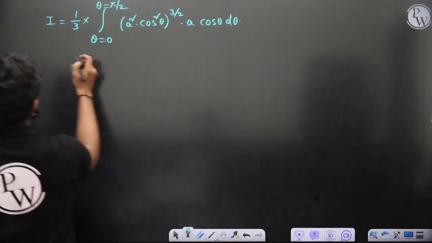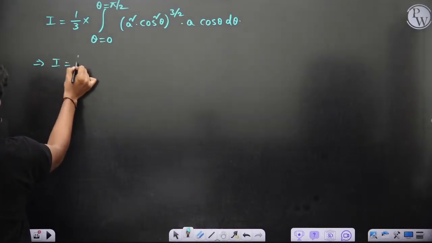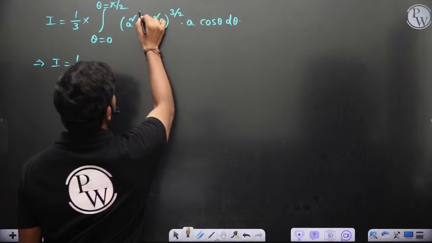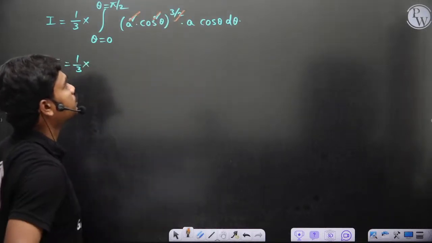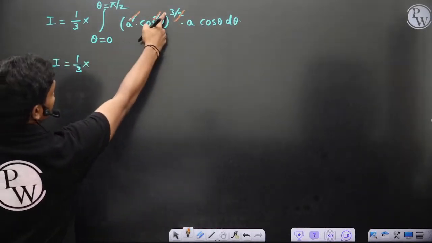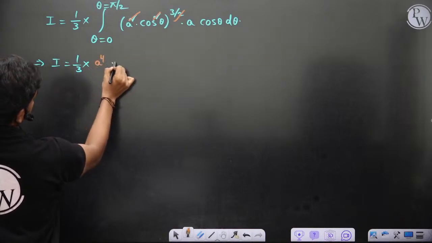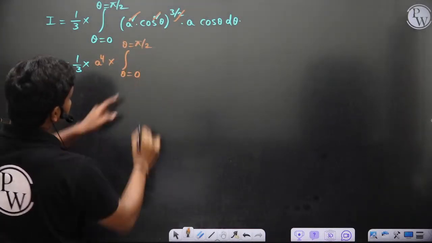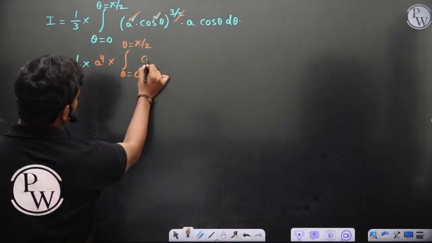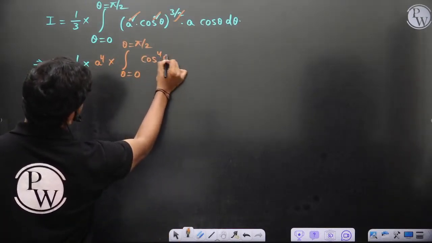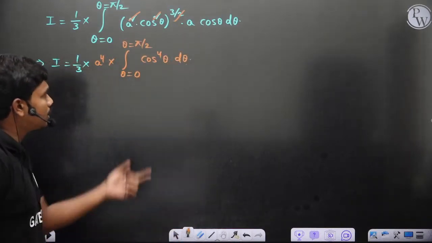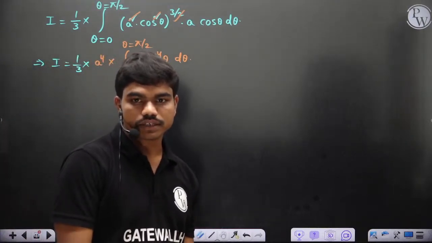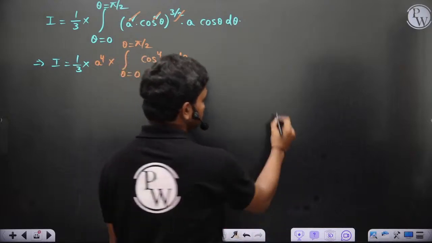So if you simplify this result, I is equal to 1/3 times, look, this square can be cancelled with this half here. So we have a cube and a, so total a power 4 into integral theta equal to 0 to theta equal to pi by 2. This is cos cube theta and this is cos theta, so cos power 4 theta d theta. And clearly you have a reduction formula to write this answer, right? a square minus x square is equal to a square cos square theta. How? Substitute, no?